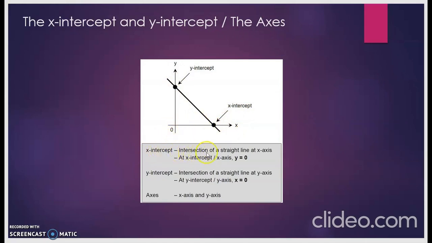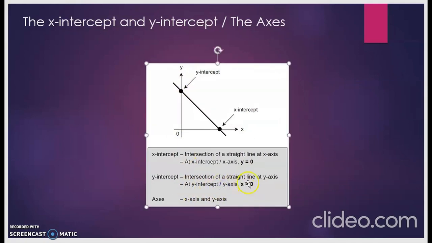The x-intercept is the intersection of the straight line at the x-axis. At the x-intercept or x-axis, y is equal to 0. Whereas the y-intercept is the intersection of the straight line at the y-axis. So at the y-intercept or y-axis, our x is equal to 0. Axes refer to the x-axis and y-axis.